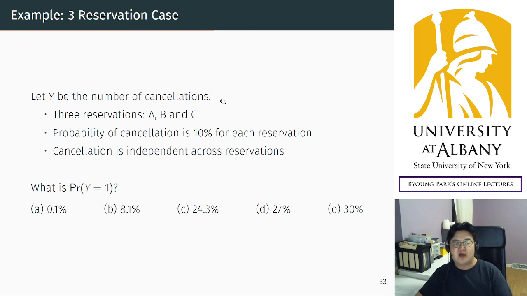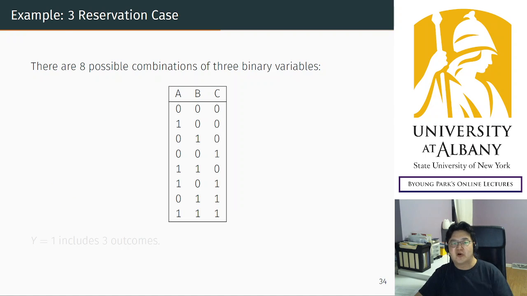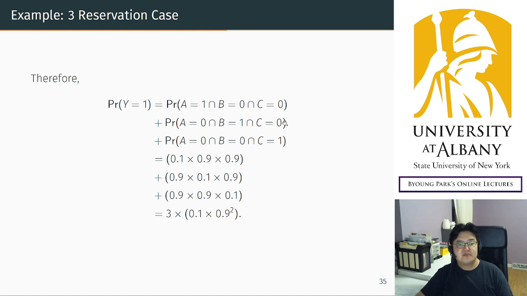We will generalize to the three reservations case, which is straightforward. The only difference is that it's more complicated. It just has more possible outcomes. So you should be more careful in counting the number of outcomes that belong to this event. There are three different outcomes.